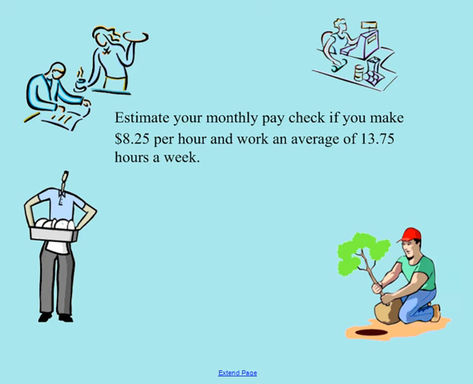Here's another example. Estimate your monthly paycheck if you make $8.25 per hour and work an average of 13.75 hours a week. Well, let's apply some rounding. First, let's round our wage per hour. $8.25, we can call that $8 an hour. If we work an average of 13.75 hours a week, 13.75 can round up to 14 hours per week.